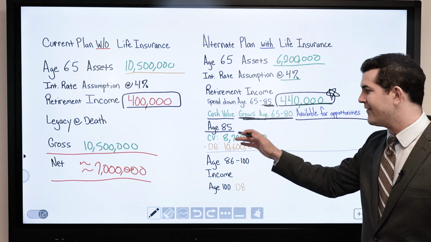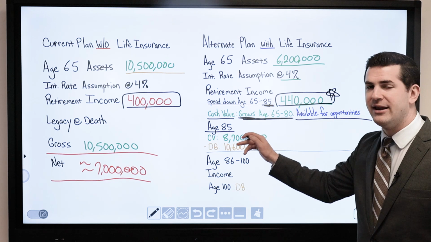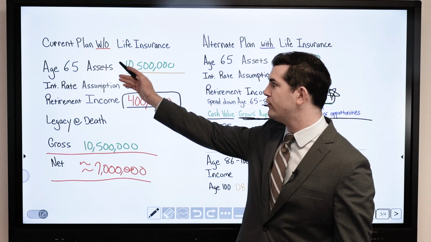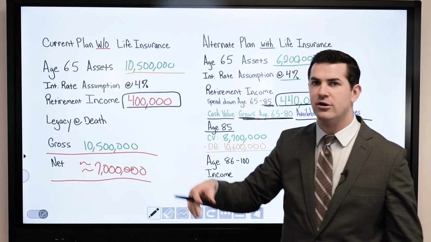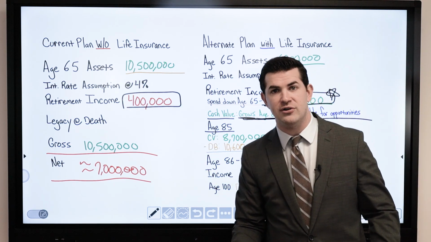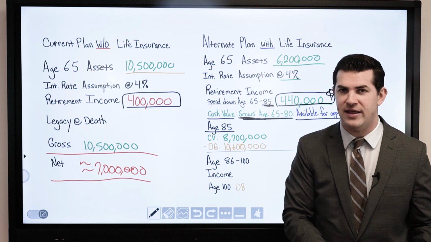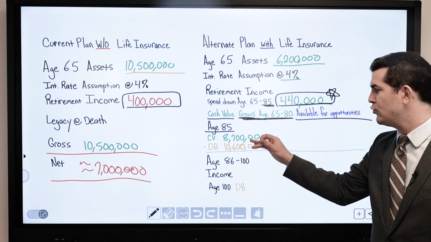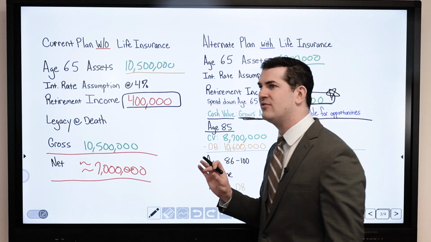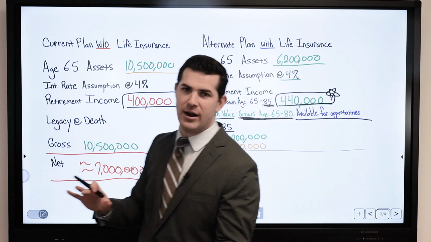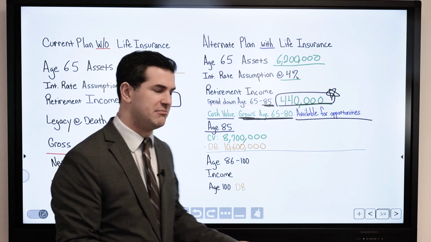Cash value, I've got 8.7 million remaining here. Going back to the current plan, I had 10.5. Now, as I continue to take those $400,000 interest-only distributions, I do have income tax on that. If I take distributions from this 8.7 million, how much income tax or capital gains tax or any tax do I have to deal with? Take a guess.